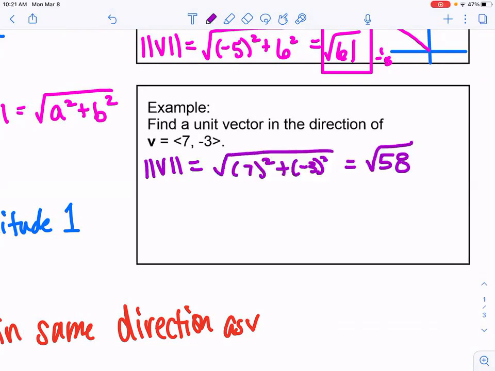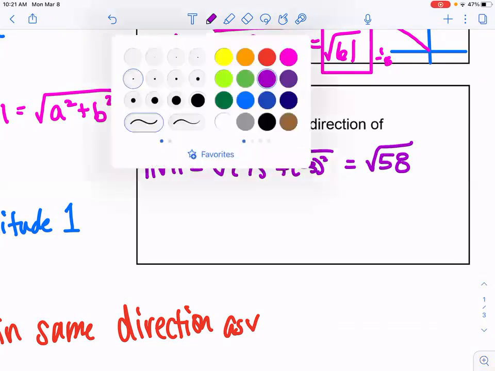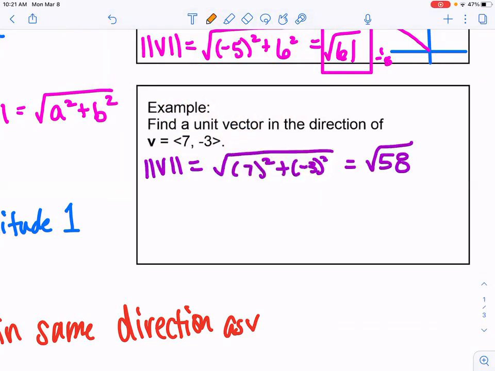Keep in mind that -3 squared is always going to be positive. Please don't put -3 squared in your calculator without parentheses. So if we want the unit vector in the same direction, then we are going to take 1 over the magnitude and multiply it to our vector.